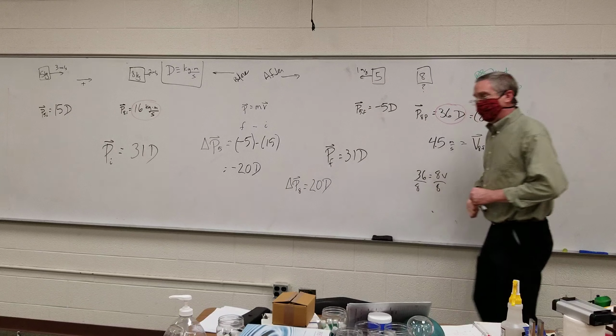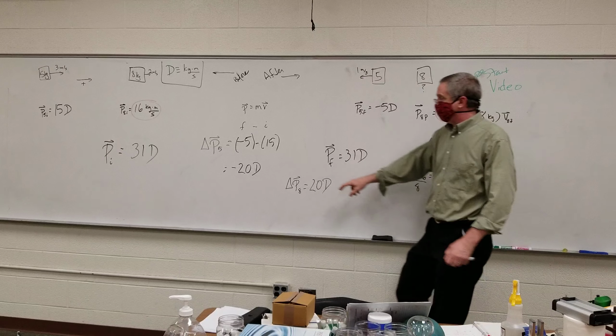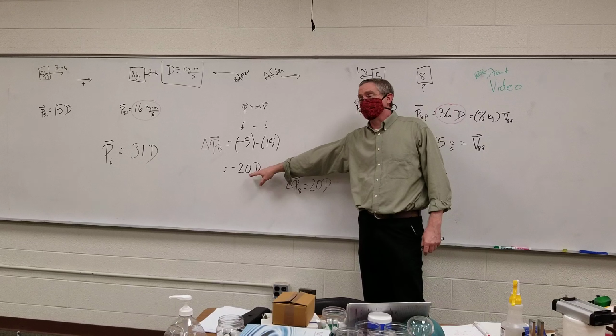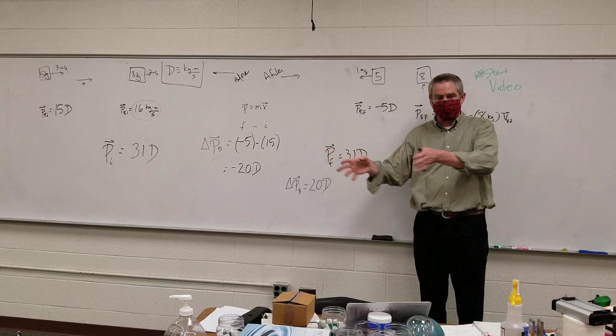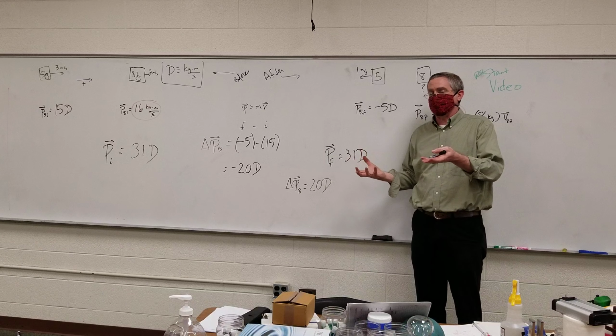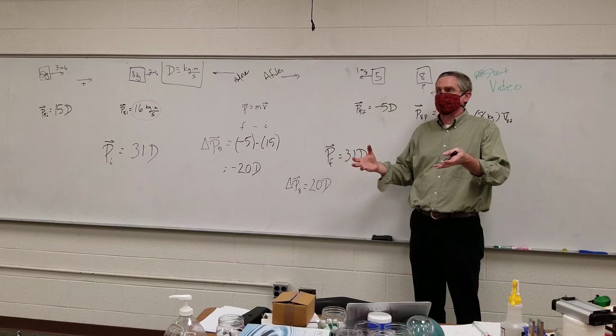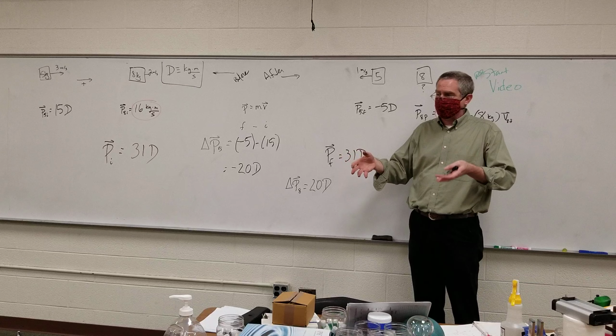Another thing with conservation of momentum is this lost 20 units of momentum, and this gained 20 units. It basically transferred 20 units of momentum from one to the other. That's how momentum stays conserved: the total stays the same because whatever one loses, the other gains.